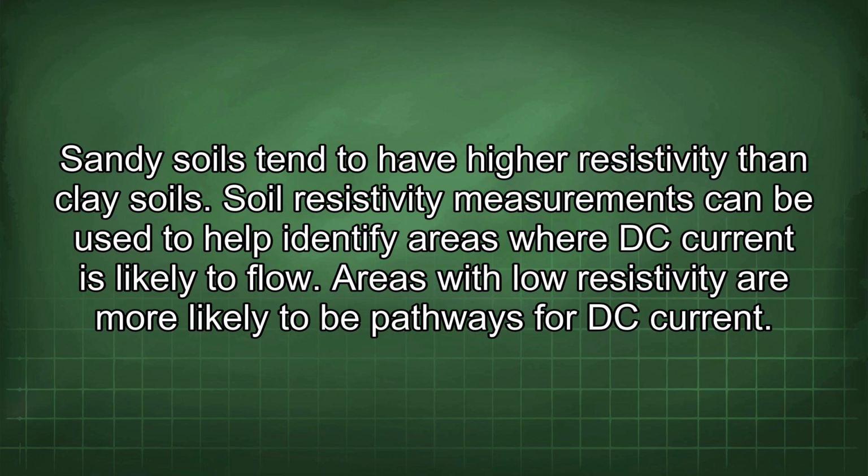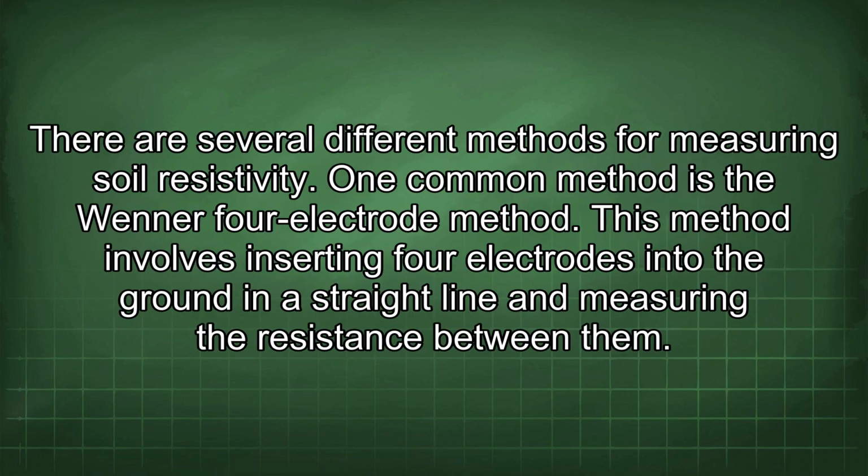Soil resistivity measurements can be used to help identify areas where DC current is likely to flow. Areas with low resistivity are more likely to be pathways for DC current. There are several different methods for measuring soil resistivity. One common method is the Wenner 4-electrode method. This method involves inserting 4 electrodes into the ground in a straight line and measuring the resistance between them.